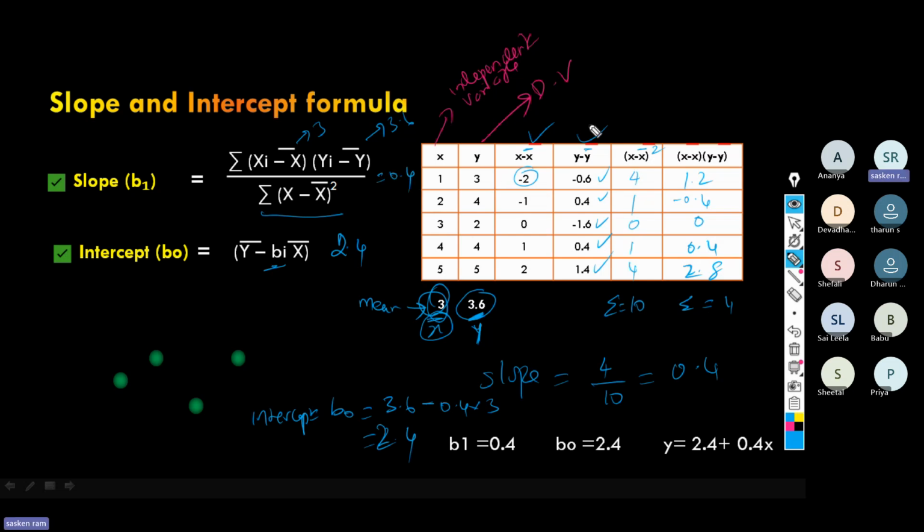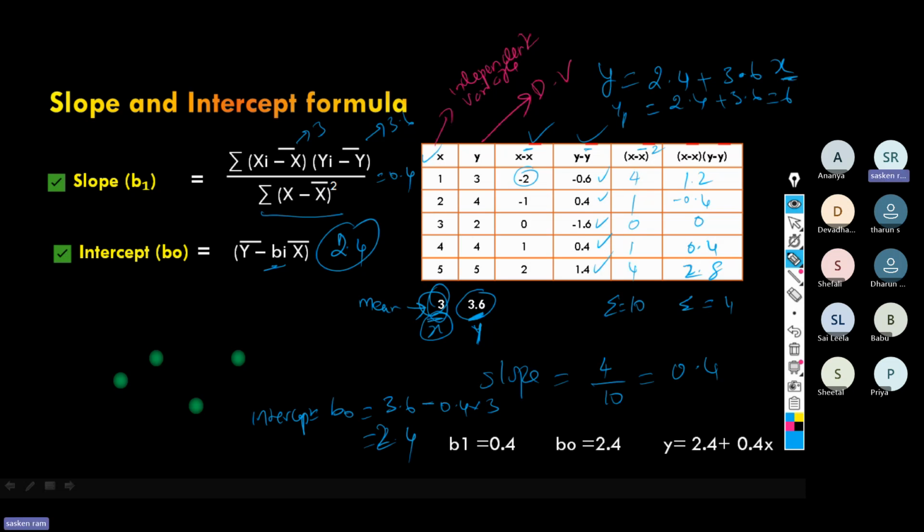So what is the equation of my linear regression? Y is equal to intercept 2.4 plus my slope into x. Now if you plug in the x value here, what will happen? 1 into 3.6 is 3.6 and plus 2.4, you will get 6. That is your predicted value, y predicted. So y predicted is 6 here.